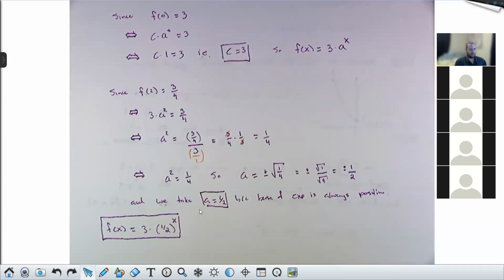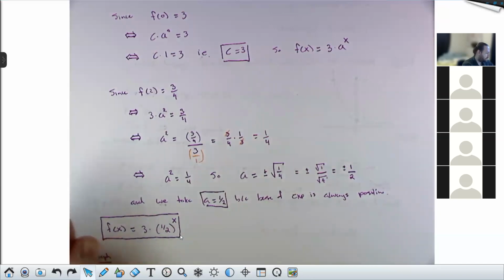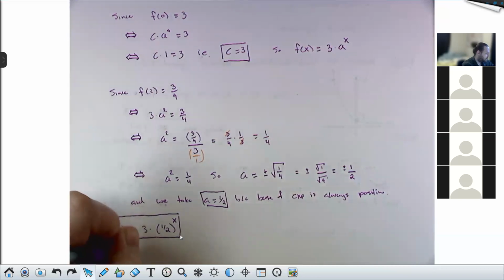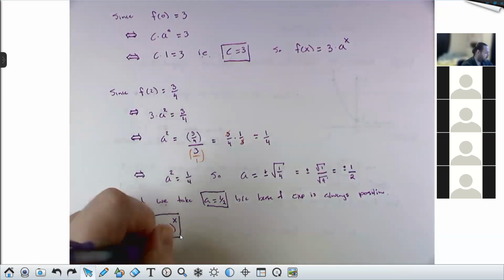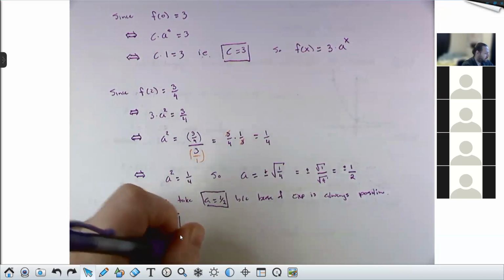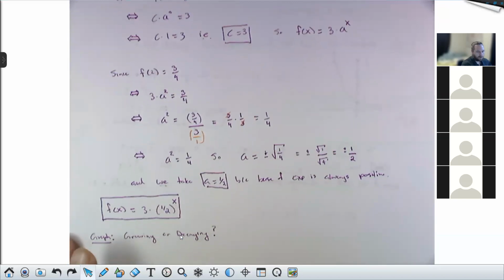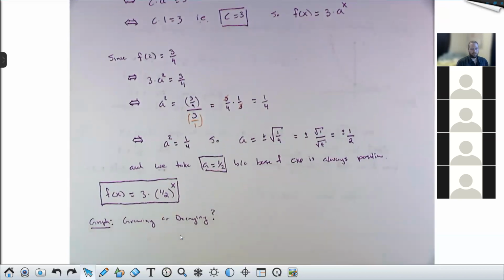We did give ourselves an additional task here, and that was to graph the function. We want to sketch the graph. So can you tell me a little bit about this exponential? Is it a growing exponential or a decaying exponential, and why? Remember when we talked about this on Friday? How you can tell whether your graph is going to look like this or like this.